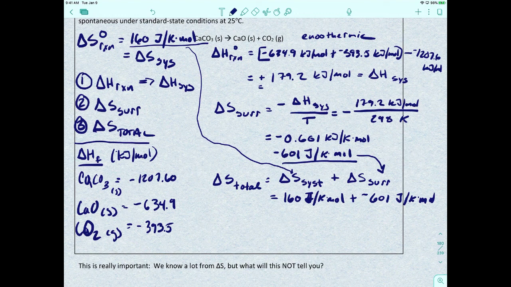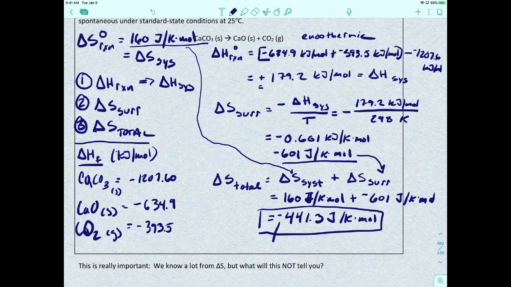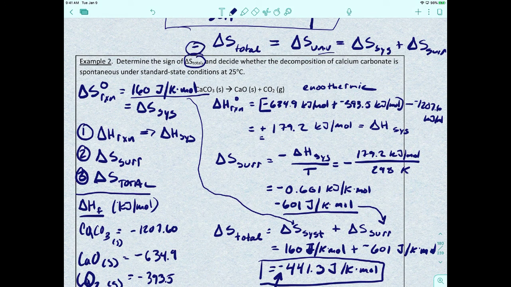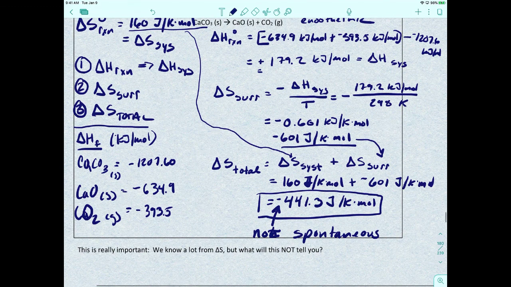So positive 160 minus 601 is going to give you about negative 441.3 joules per K mole. And this is a negative value. What that negative sign tells us is that this is not spontaneous. So to answer the question, determine the sign of the total entropy, which we know is negative, to decide if this is going to be spontaneous. Because the sign was negative, we know that this is not spontaneous. If it was positive, then we would know, yes, it is spontaneous.